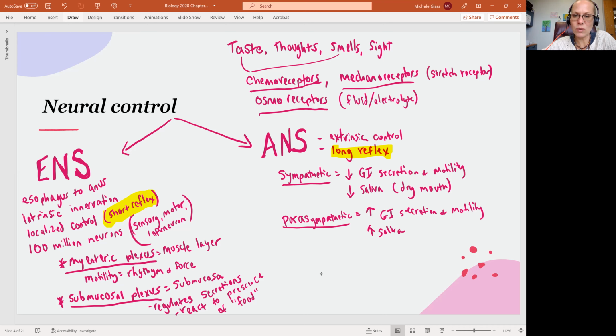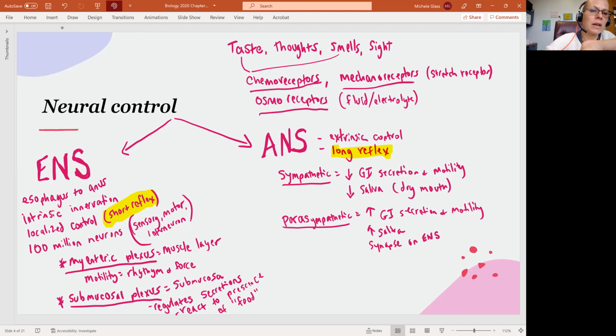We'll see too that our parasympathetic division is going to synapse onto the enteric nervous system. So it's going to help to control or regulate. So there is talking back and forth between these divisions.